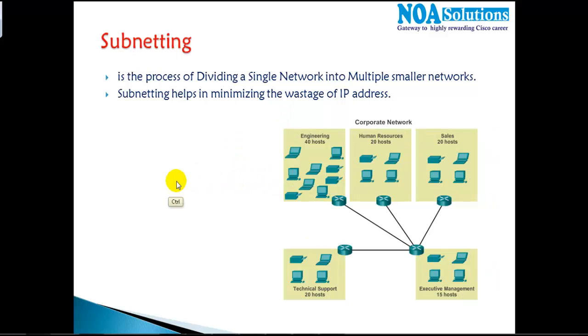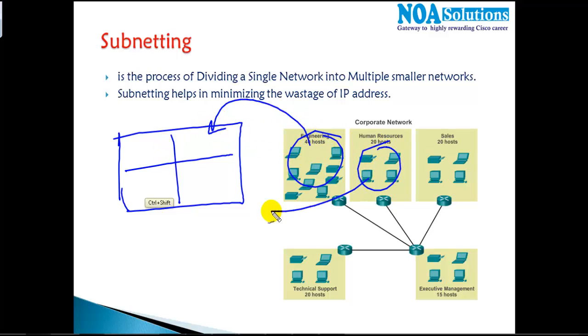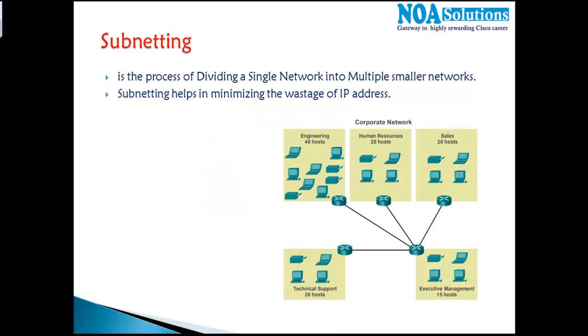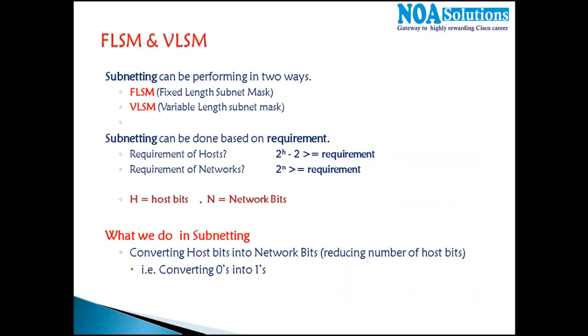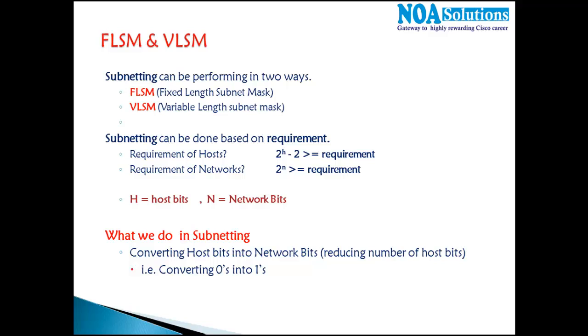The remaining addresses are simply wasted. So instead of doing that, I can use one default network and divide it into multiple small networks, and I can allocate one here, one here, something like that. That's what we do in subnetting. We'll see in more detail how we do this in the calculations. I'm just giving you a basic overview of subnetting here.